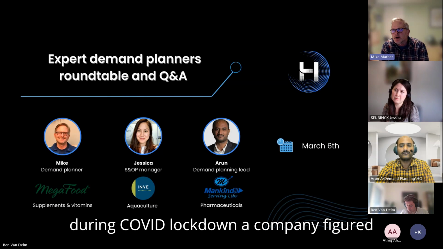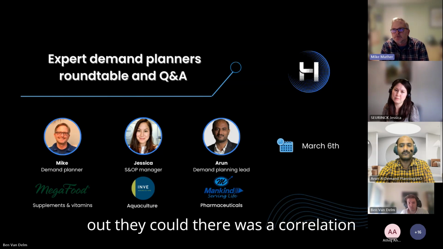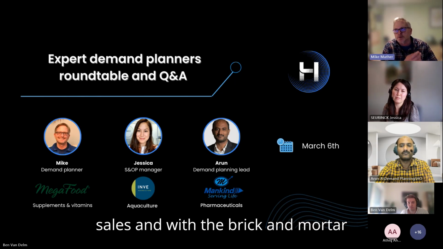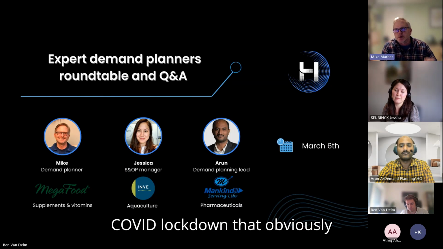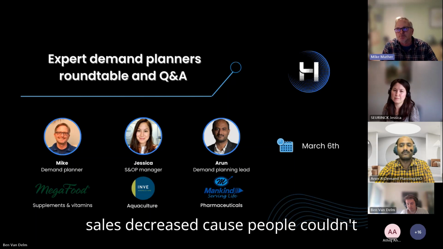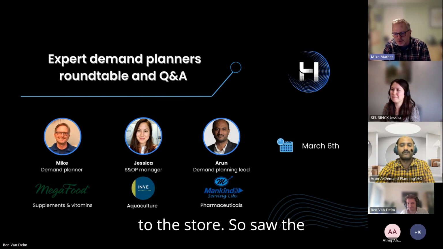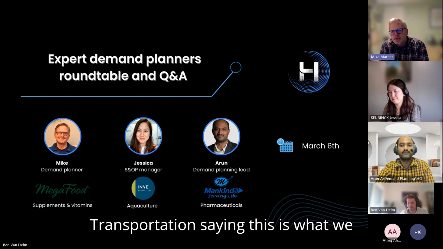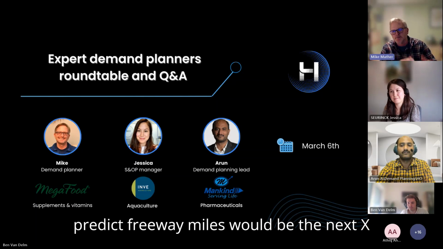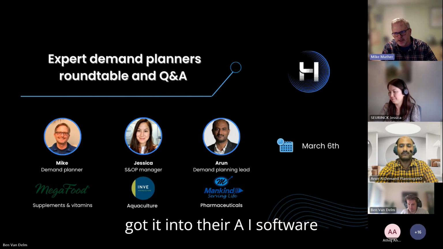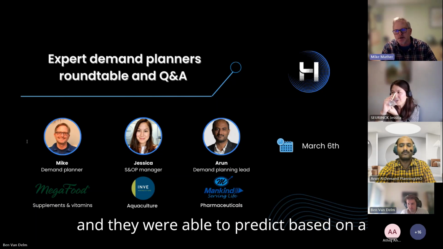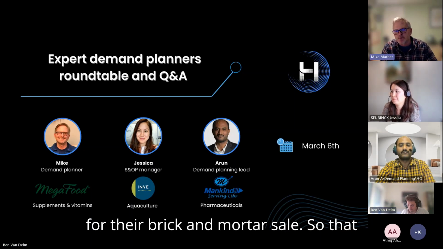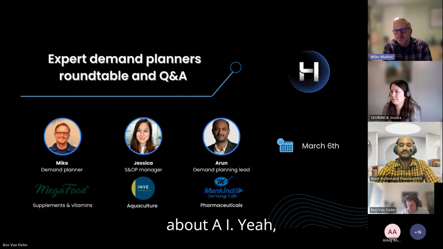There was a great example during COVID lockdown: a company figured out there was a correlation between their sales and the brick and mortar crowd, and they found that when the COVID lockdown came, obviously sales decreased because people weren't getting in their cars and driving to the store. So they saw the correlation. They were able to get a forecast from the Department of Transportation saying this is what we predict freeway miles will be for the next X months during COVID lockdown, and they got it into their AI software, and they were able to predict, based on a prediction of miles driven, the next 3 months. Because of COVID lockdowns, they actually had a high degree of accuracy for their brick and mortar sales. So that's the stuff that gets me jazzed about AI.